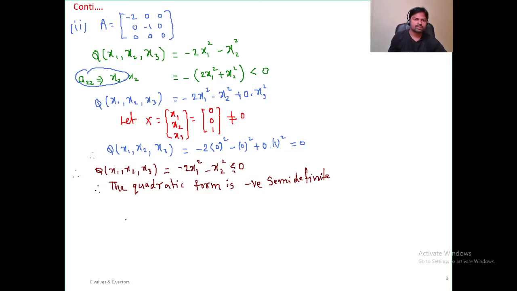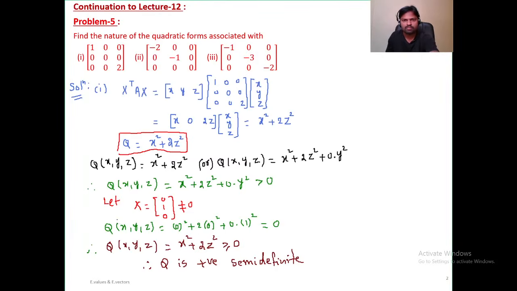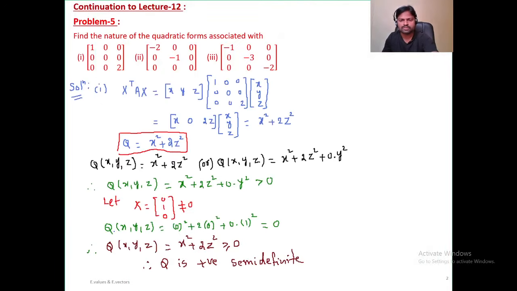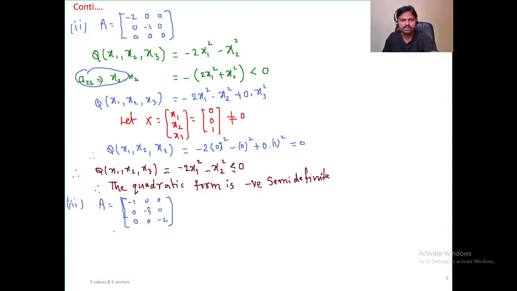Similarly, the third one. What is the third one? Minus 1, minus 3, minus 2. Call the matrix A. So minus 1, 0, 0, 0, minus 3, 0, and 0, 0, minus 2. Check once again: 3, minus 2, yes. So directly I'm writing the quadratic expression.